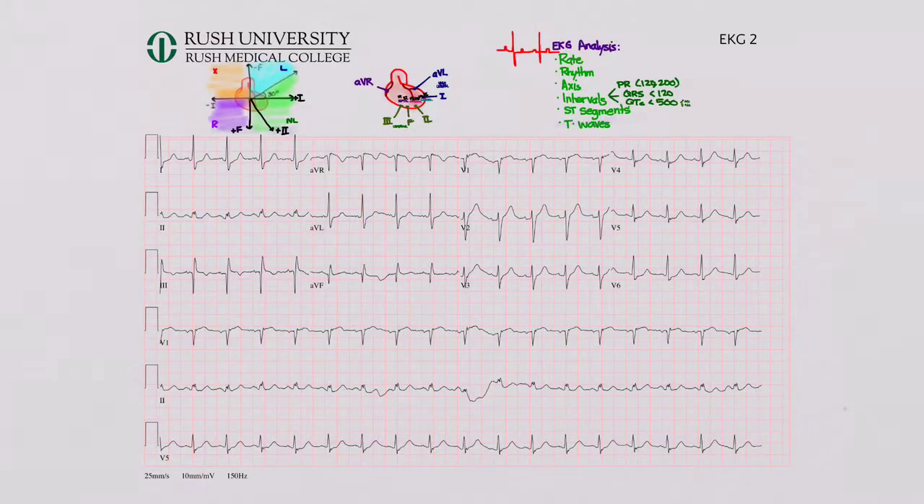All right, now let's look at this second EKG, and we'll go through it much more quickly. So let's start with rate. And we have 17 beats across the bottom. 17 times 6 is 102.